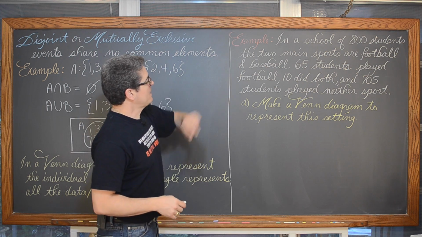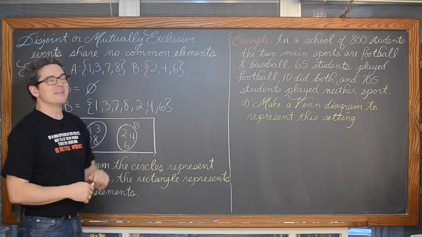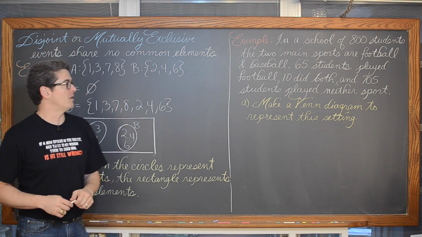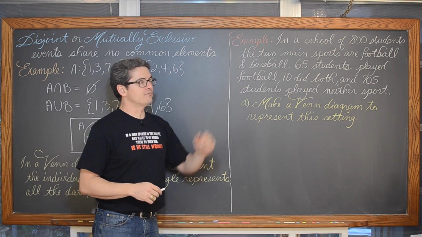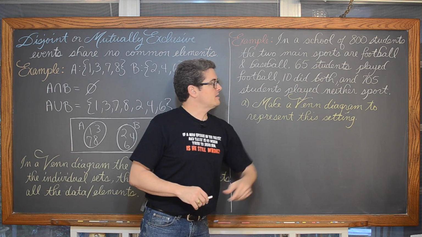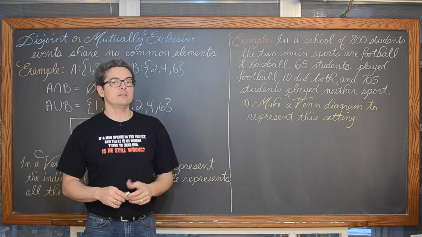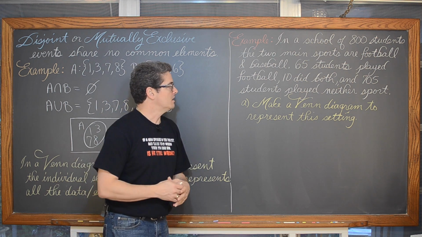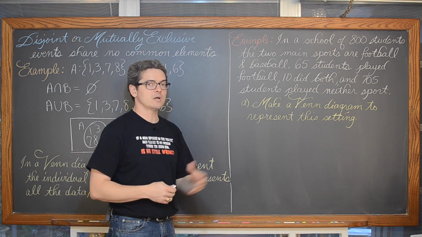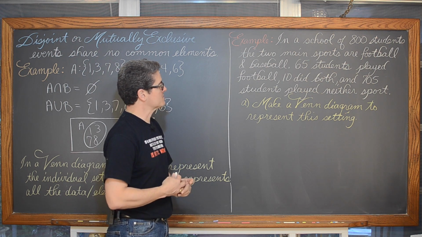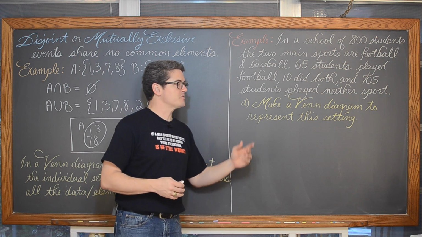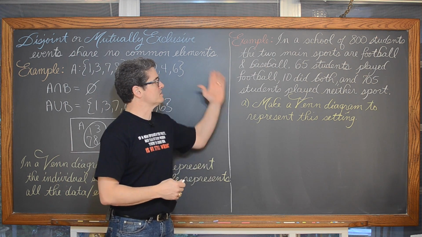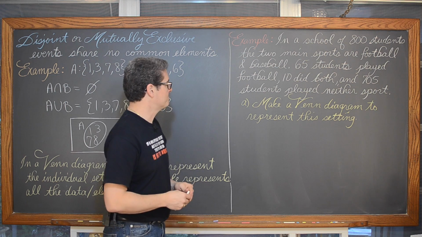In a school of 800 students, two main sports are football and baseball. 65 students played football, 10 did both, and 705 students played neither sport. While they're the two main sports, most of the students in your school are not playing one of these two individual sports. We want to make a Venn diagram to represent this setting because ultimately I'm going to erase the left side of this board and we're going to answer all kinds of questions based on this setting.